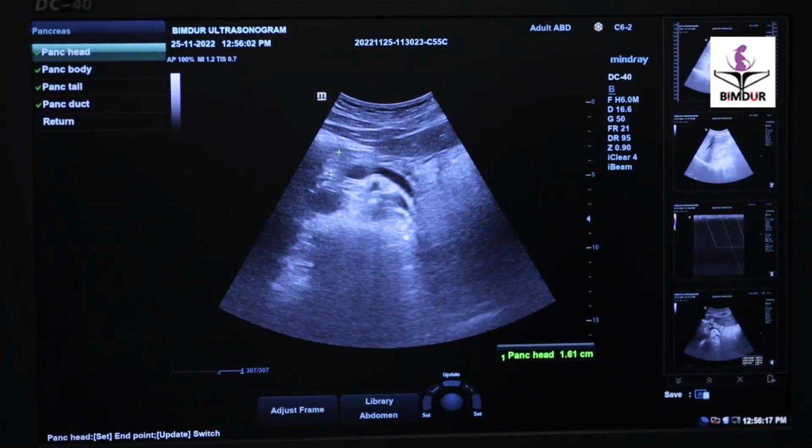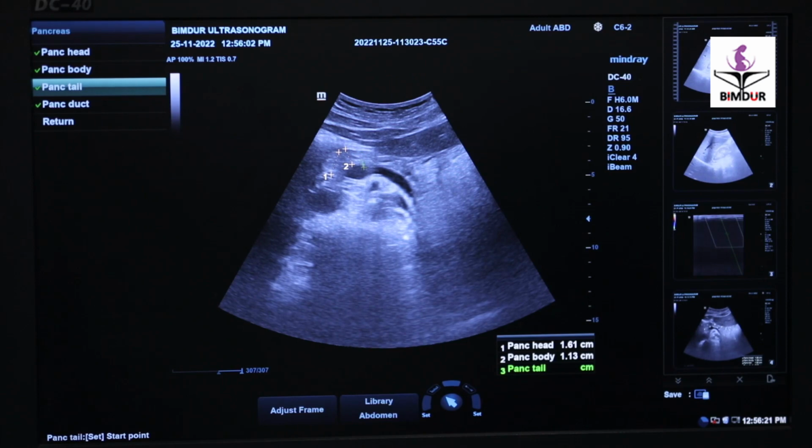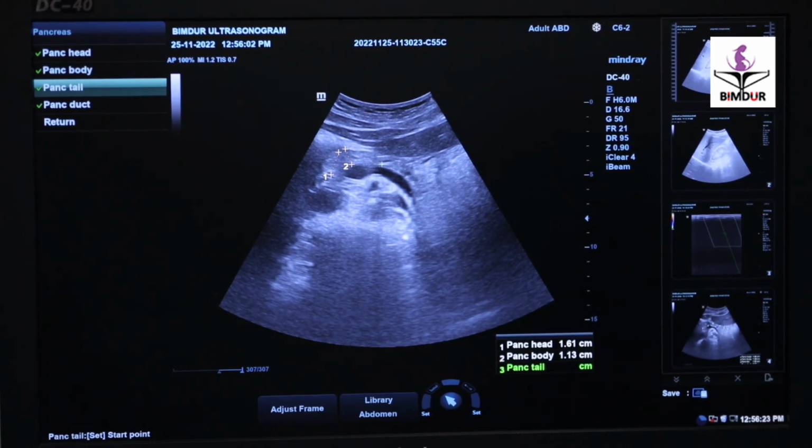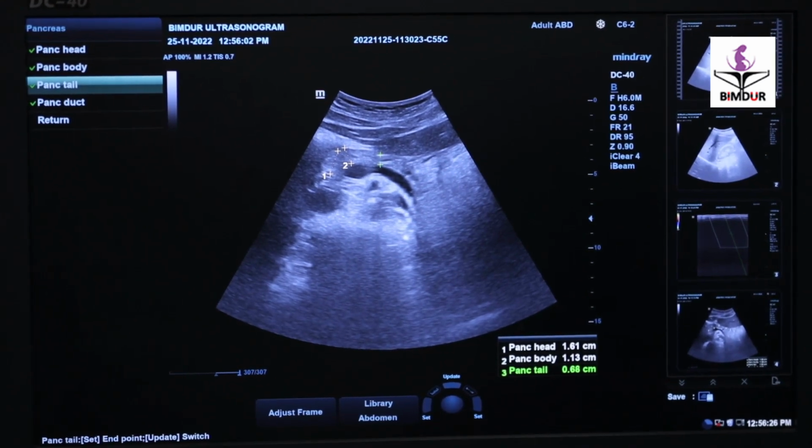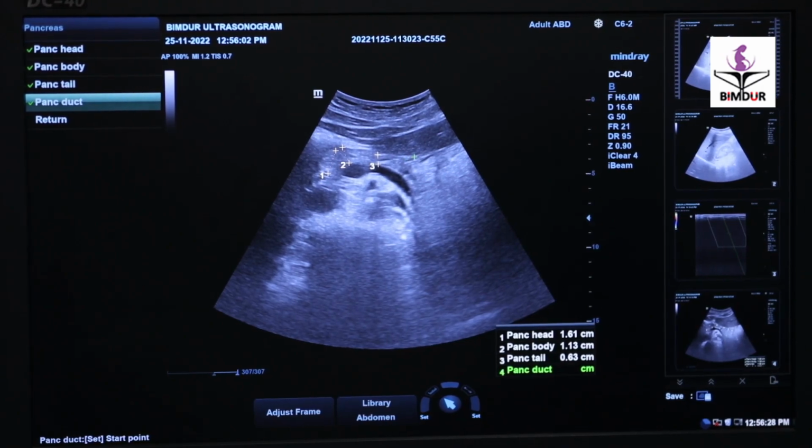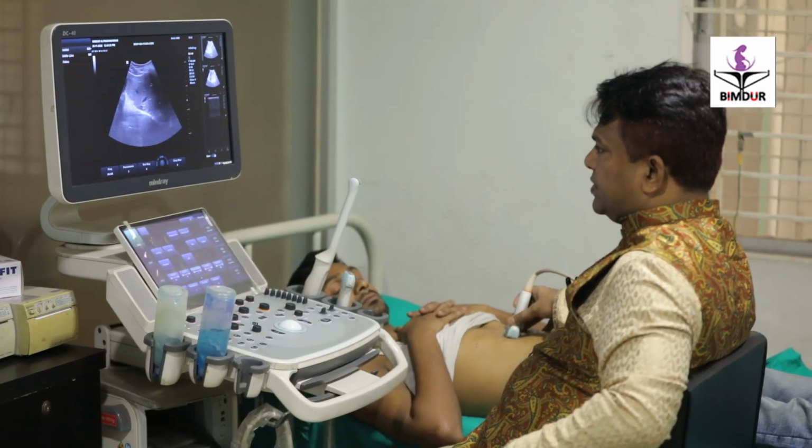This is the head of pancreas. This is the neck of pancreas. This is the body of pancreas. This is the tail of pancreas.